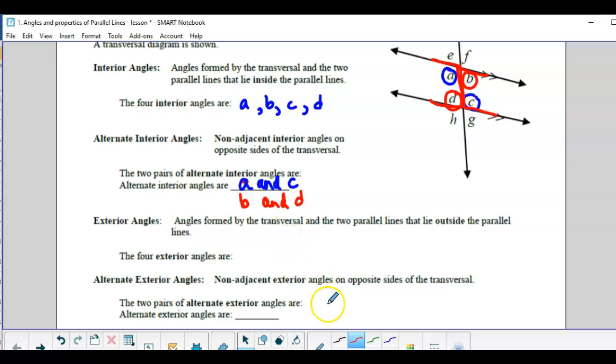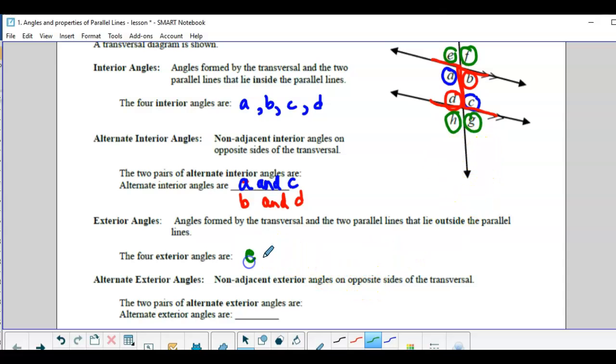So then exterior angles, those are angles formed by the transversal and two parallel lines that lie outside the parallel lines. I'll use green for these. So that would be E, F, G, and H, right? They're outside, they're exterior.